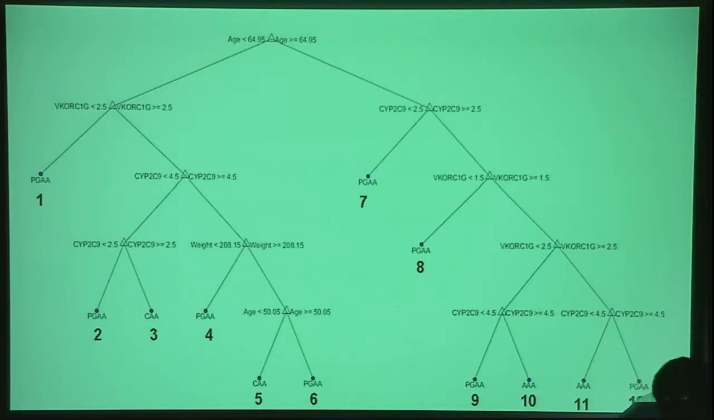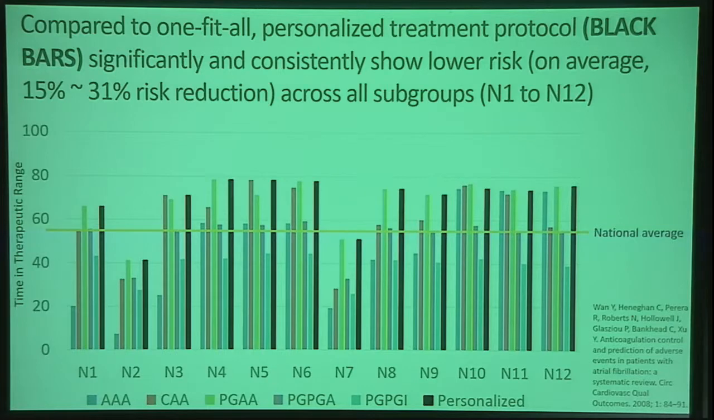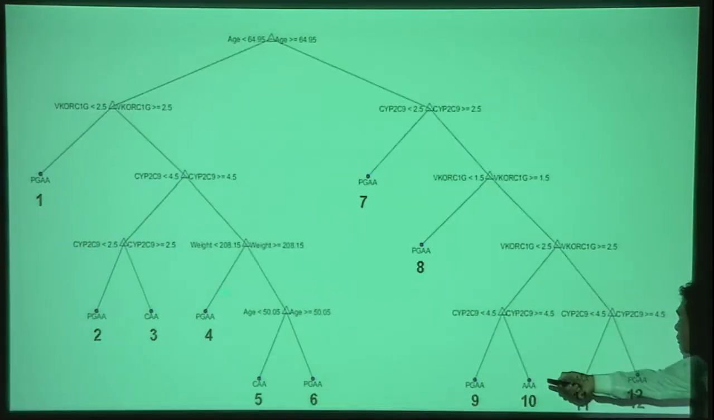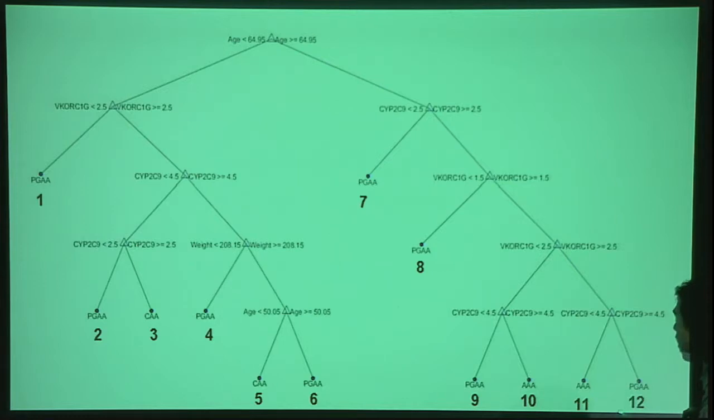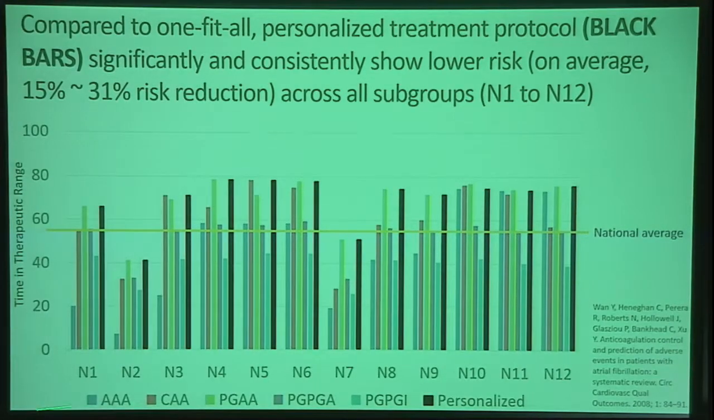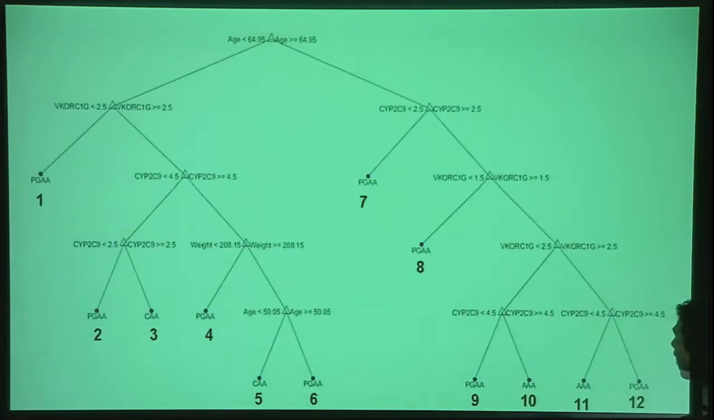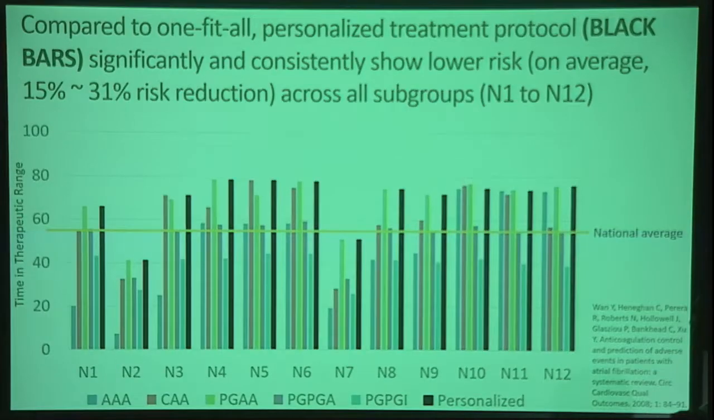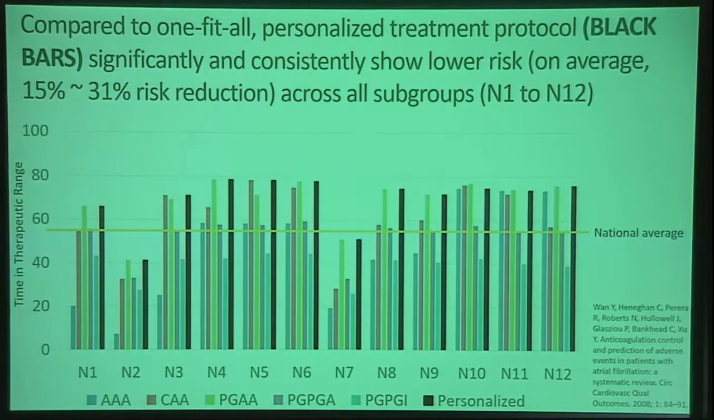Next, let's see what the result looks like. Here N1 to N12 correspond to these numbers, so we have 12 subgroups. Each color bar represents a one-fit protocol, from AACAA to PGPGI. And the last one is the personal protocol, the protocol recommended by this rule, for example, PGAA. So this black bar is a PGAA. For each black bar, we have a different personal protocol.